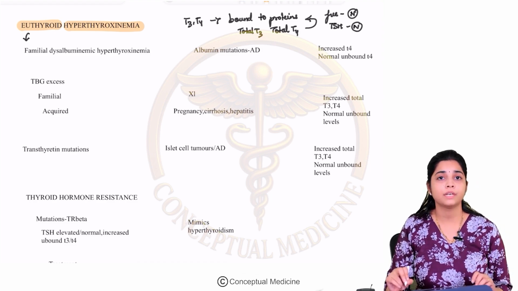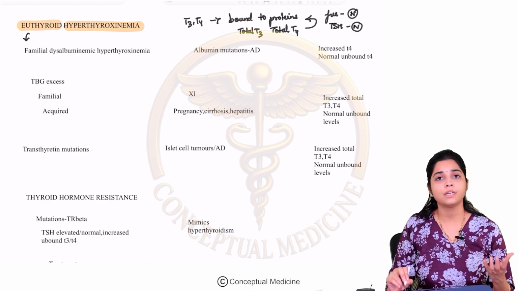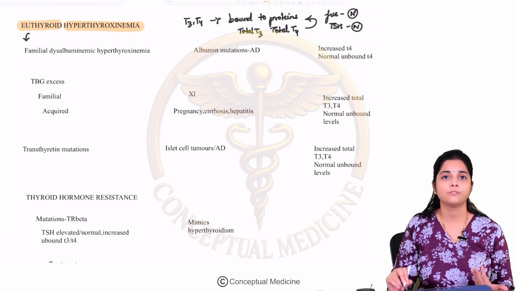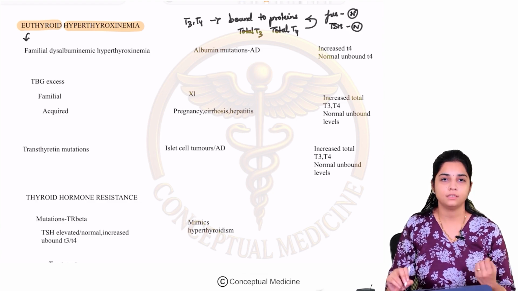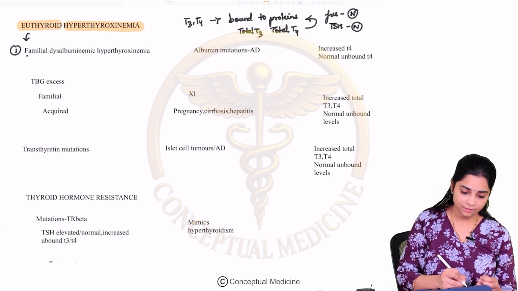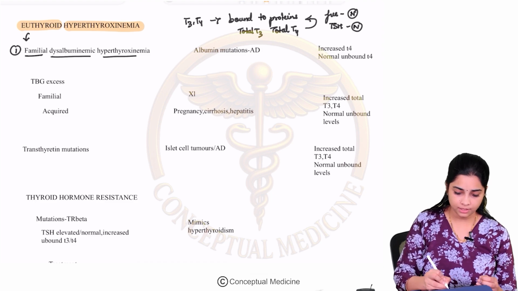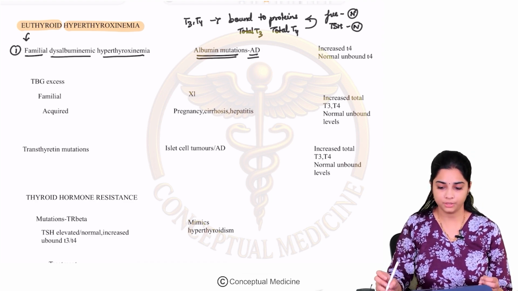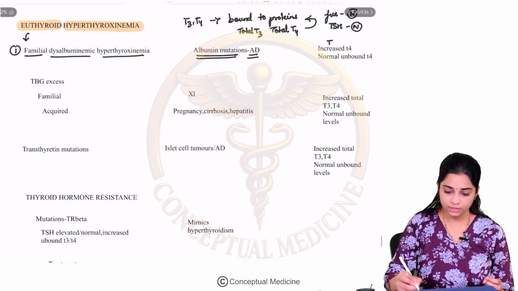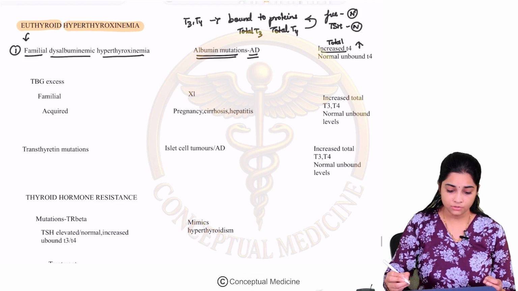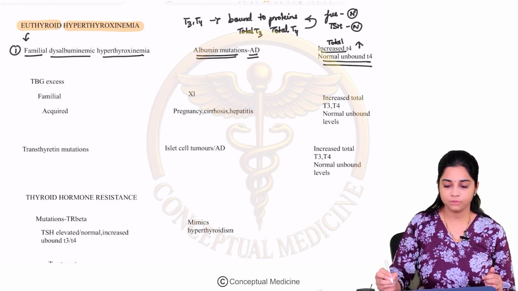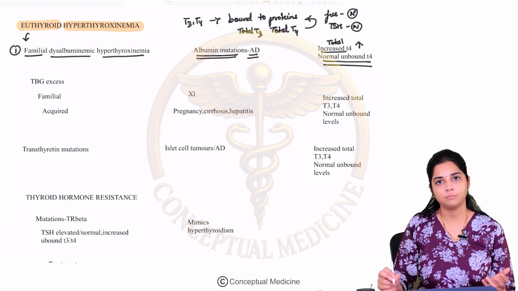This is called euthyroid hyperthyroxinemia because the thyroid gland doesn't have a problem. The thyroid gland functions are normal. It's only your total T3, total T4 levels which are varying because of changes in the proteins. So, first we have the familial dysalbuminemic hyperthyroxinemia. Here there are autosomal dominant mutations in the albumin protein. What happens here? The total T4, like I had mentioned, is increased. So, you will think that there is some form of hyperthyroidism, which is not true. The total T4 will be increased, but the unbound T4 is normal.